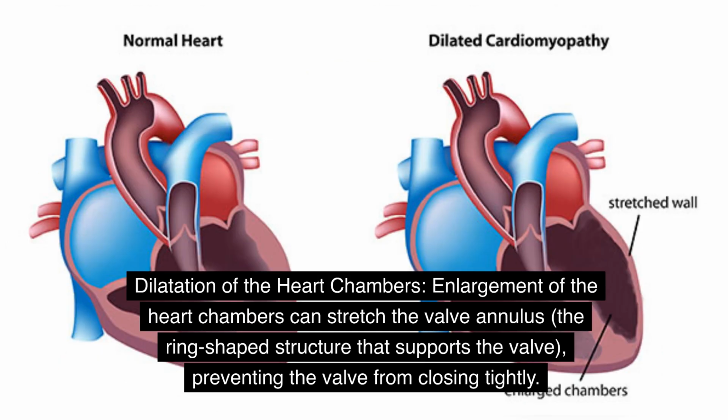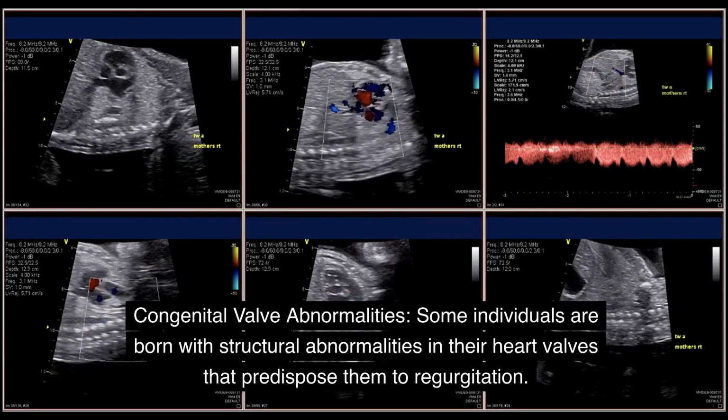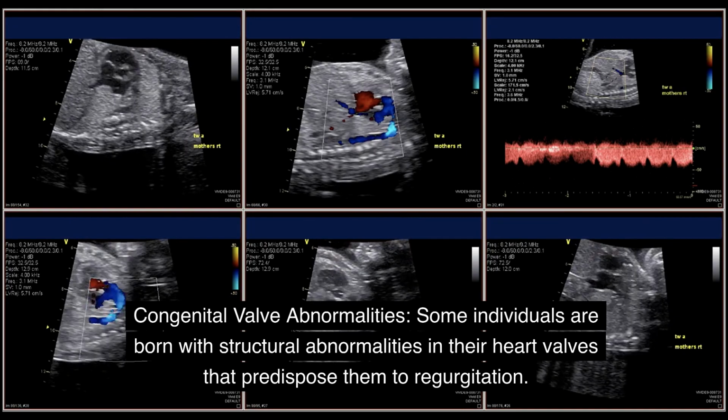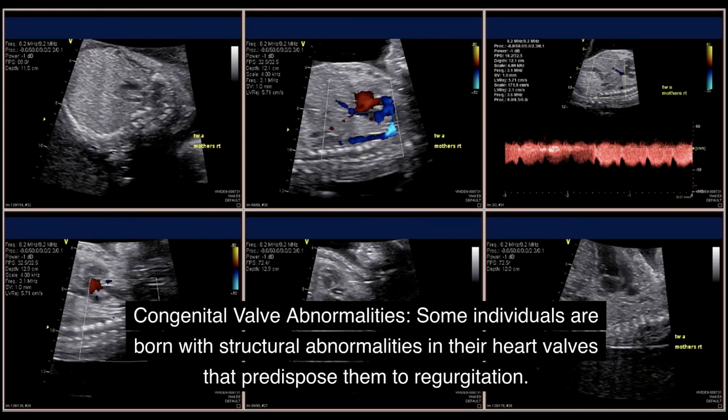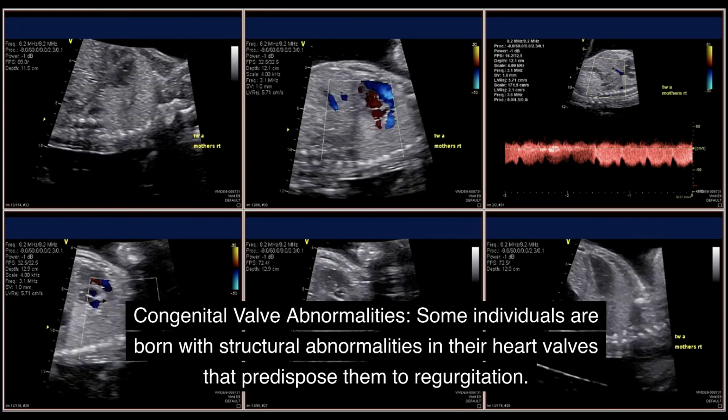Dilatation of the heart chambers. Enlargement of the heart chambers can stretch the valve annulus, the ring-shaped structure that supports the valve, preventing the valve from closing tightly. Congenital valve abnormalities. Some individuals are born with structural abnormalities in their heart valves that predispose them to regurgitation.